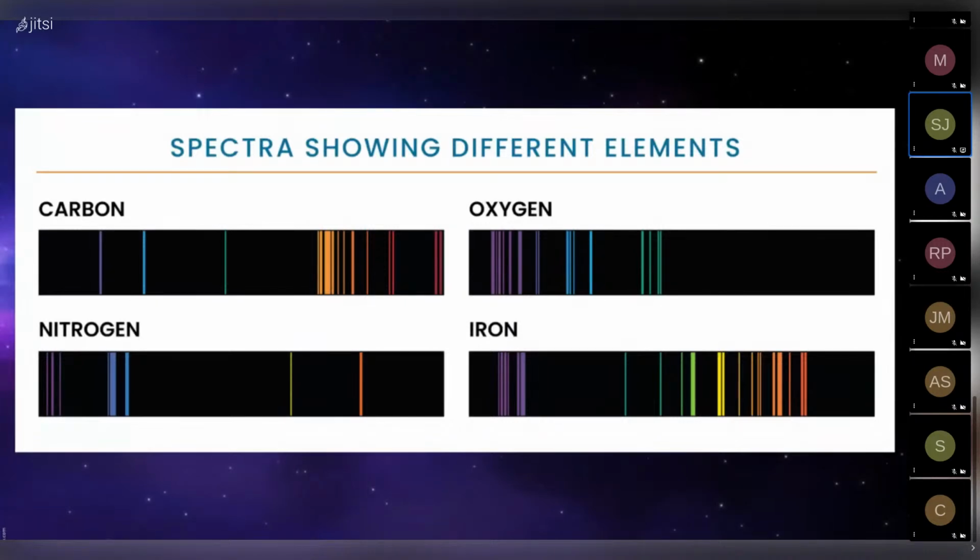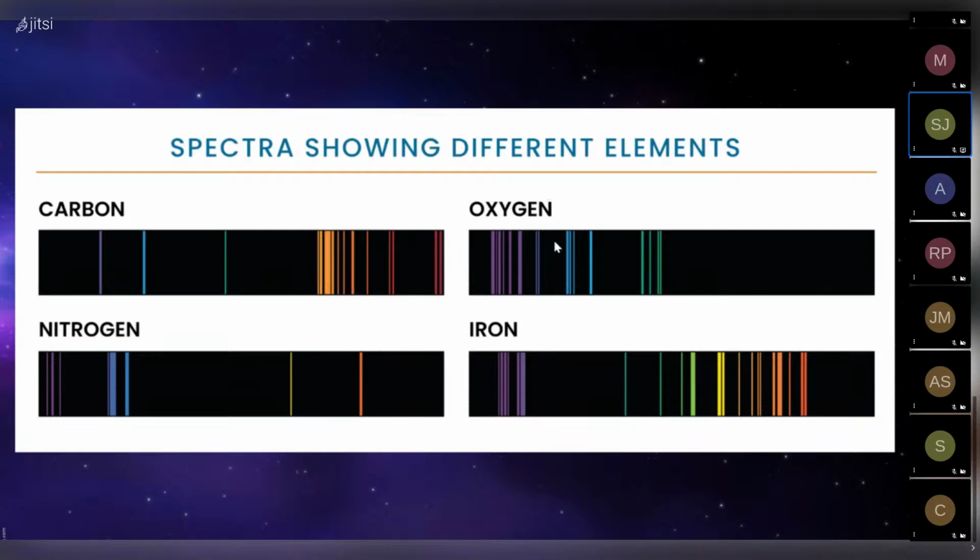Okay. Now I was telling about oxygen and iron. We can see that though many spectral lines of oxygen and iron in the shorter wavelength match, they're not the same because the longer wavelengths, that is the red wavelengths, are not matching. So this is how we can distinguish two elements like oxygen and iron.